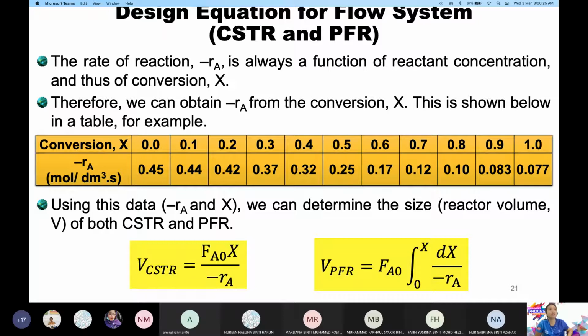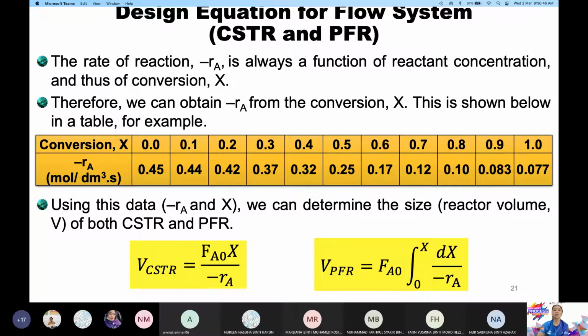Okay, so just a little bit of short recap. Last Monday, we already learned the types of reactor as well as the design equation, meaning we learned the three main reactors: batch, PFR, CSTR. So we learned to derive the design equation for these three reactors.